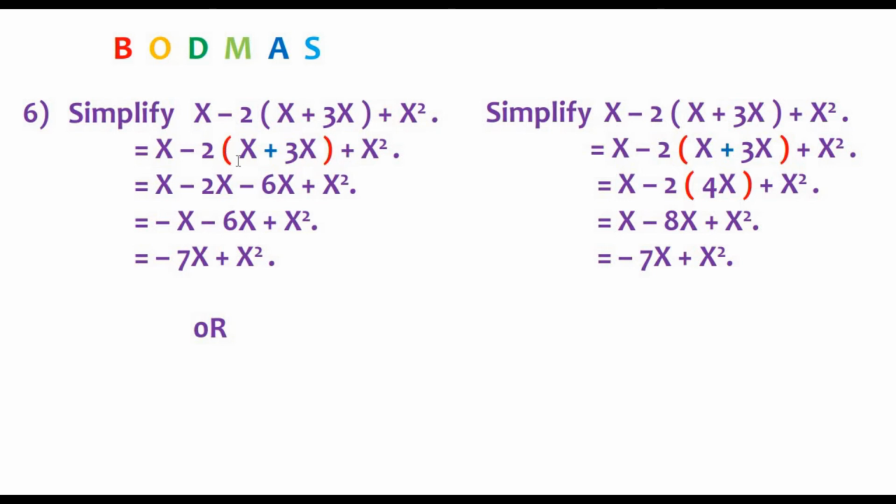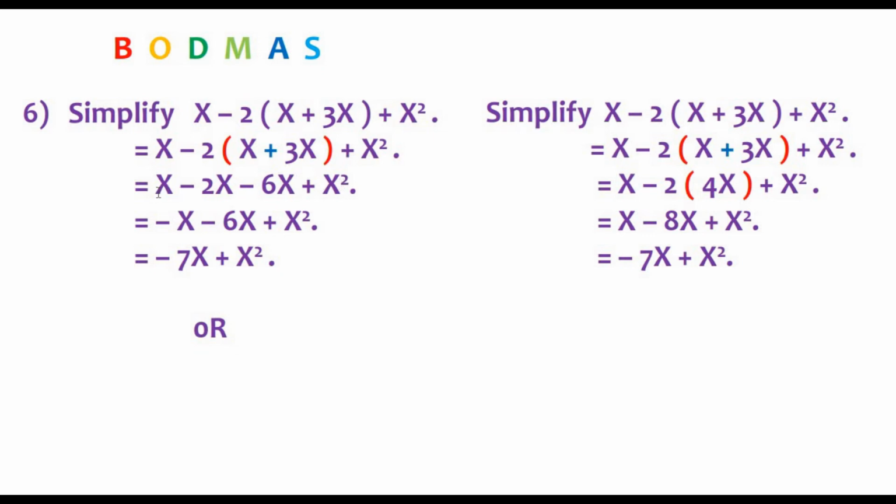So the first method: x minus 2 multiplied by x, which is minus 2x, and minus 2 multiplied by plus 3x, where plus and minus gives minus, and 2 into 3 becomes 6x, plus x squared remains as it is. Now according to algebraic rules, you can add x minus 2x, which becomes minus x, and minus 6x plus x squared remains. Now here again, minus x and minus 6x can be added together, which makes minus 7x plus x squared. That is one method.